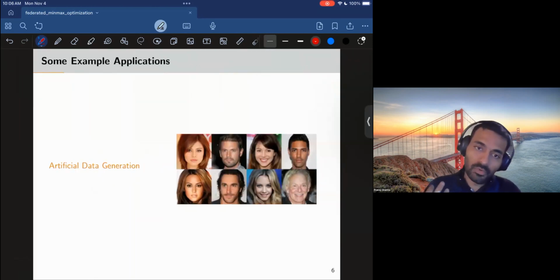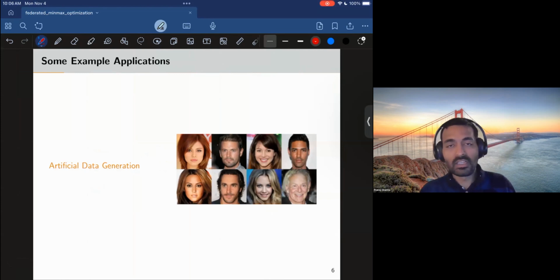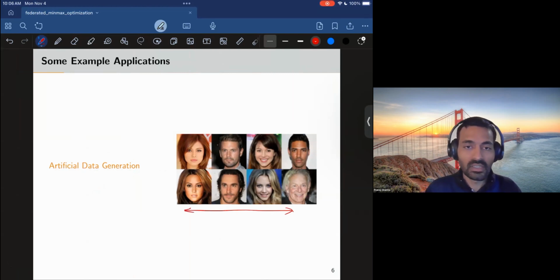Another example is, suppose we are interested in generating some artificial data. So these are all images which don't belong to actual human beings. These are artificially generated images. So in essence, we want to learn.